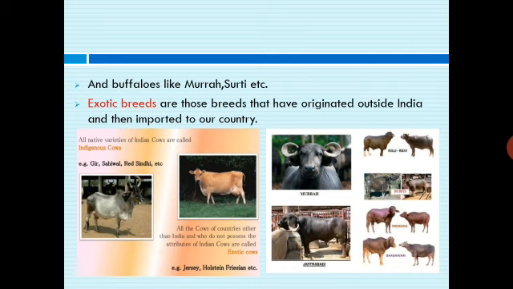Now here the photographs are being shown of the indigenous cows, exotic cows, and these are the breeds of cows, and these are the breeds of buffalo, Murrah, Surti. So these are the examples of the different types of breeds in cattle.